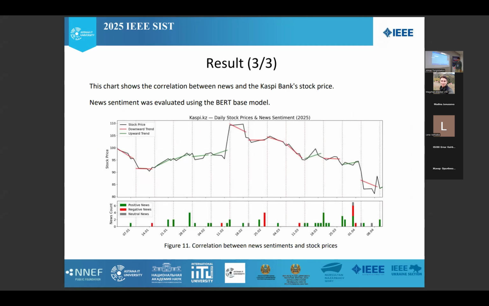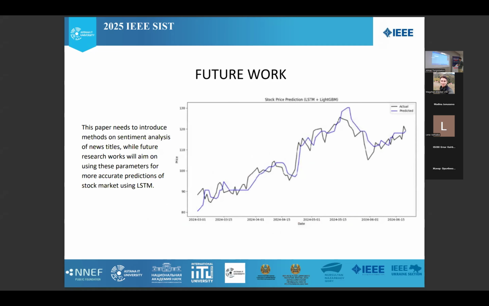We also analyzed the sentiment of Kaspi.kz news, and in this graph you may see the correlation between the rise of negative news and the negative impact on the stock market. For future work, we are going to use this sentiment analysis model combined with LSTM, which is also a neural network, to use this sentiment analytics for predicting stock prices.